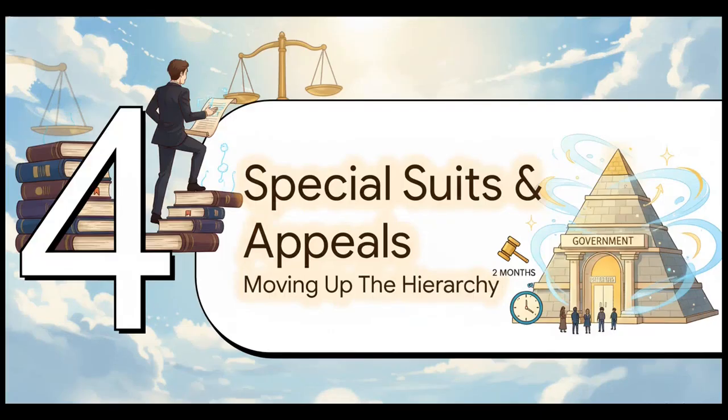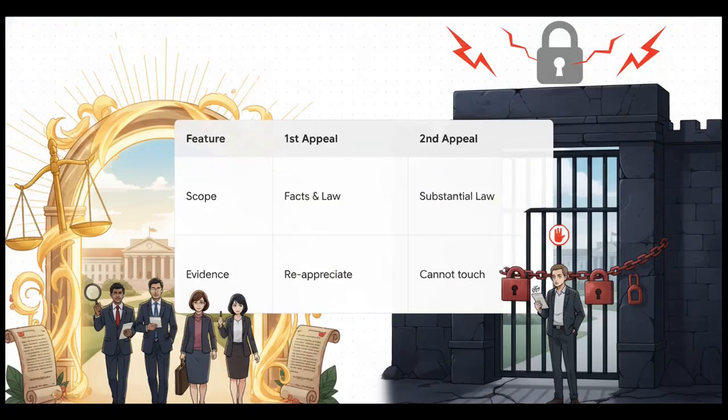On to phase 4, special suits and appeals. Guys, there is a massive difference between a first appeal under Section 96 and a second appeal under Section 100. In a first appeal, the appellate court acts almost like a trial court. It can completely reappreciate all the evidence. Both questions of fact and questions of law are wide open for debate. But a second appeal to the High Court, the doors are heavily restricted. Evidence cannot be reappreciated and facts are generally locked in stone.